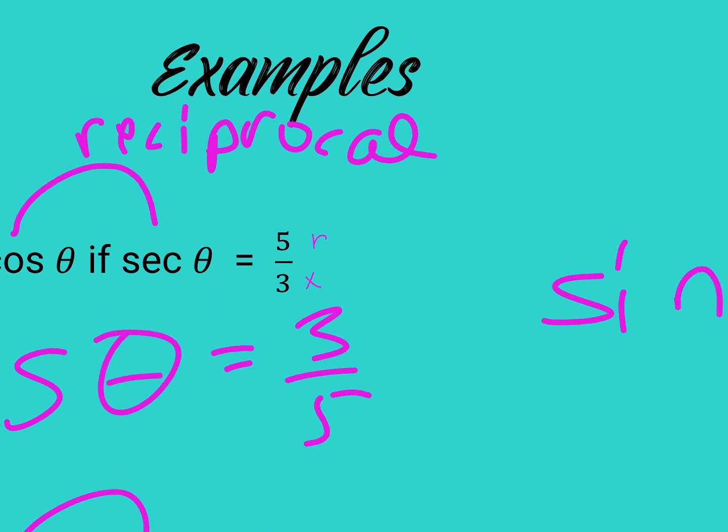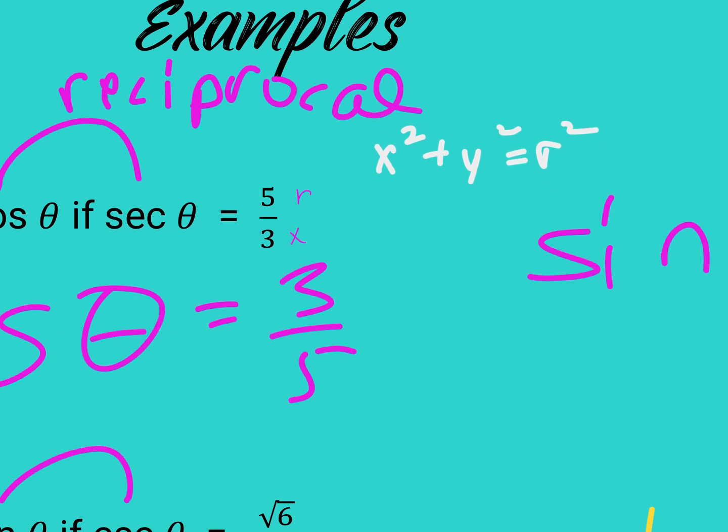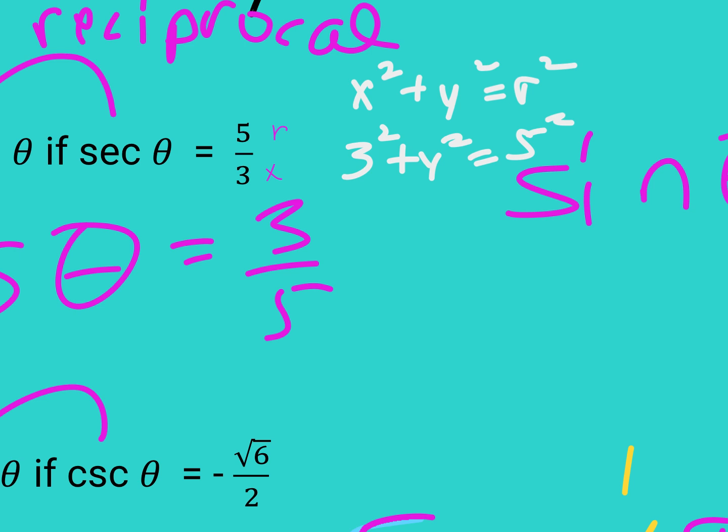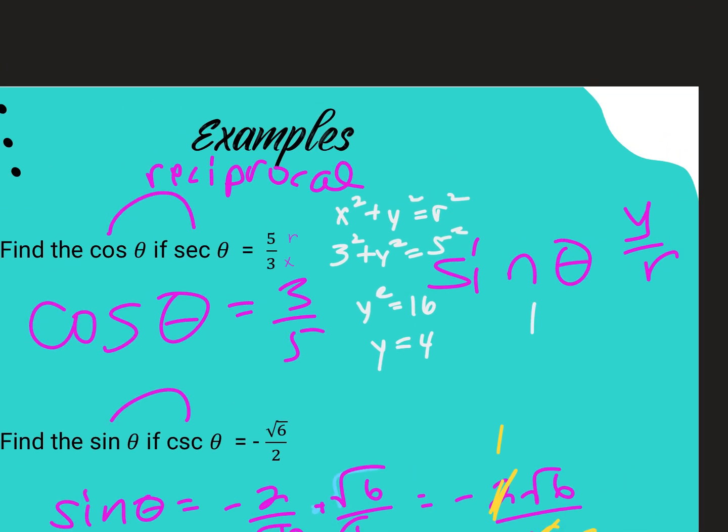I'd have to say x squared plus y squared equals r squared, right? And I would fill that in. What is my x squared? So 3 squared plus y squared equals 5 squared. So we get y squared equals what? 3 squared is 9. 5 squared is 25. 25 minus 9 is 16. So your y value is 4. So then what's the sine? 4 over 5. That's what we're going towards.